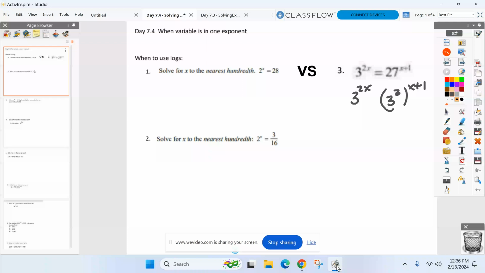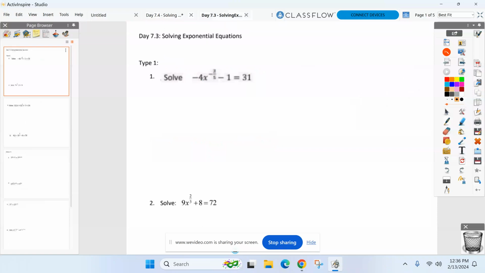All right, logs to get it down. First thing, just like it was for radicals, absolute values. And when we did these, you weren't allowed to raise it to its reciprocal unless you did what? What had to happen first before you raised that exponent to its reciprocal? It had to be by itself. All right, it had to be by itself.